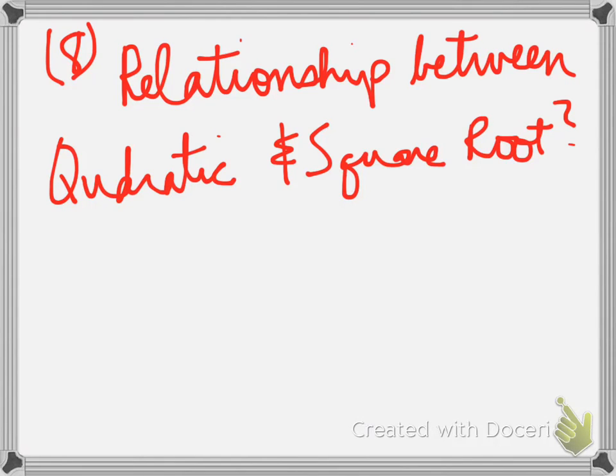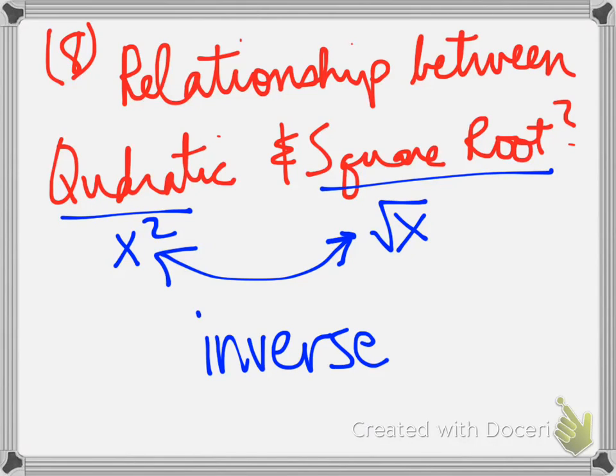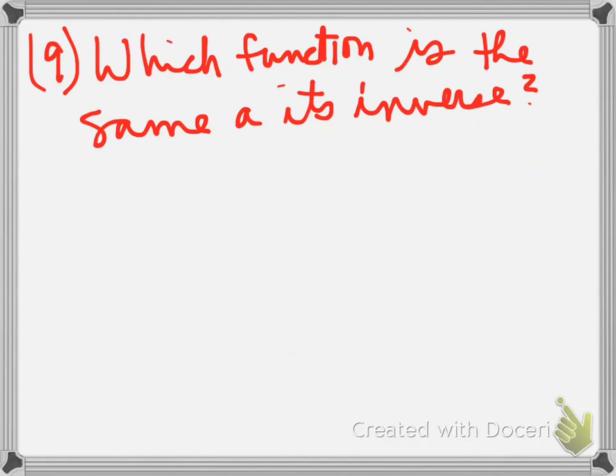All right, number 8. What's the relationship between a quadratic and a square root? Quadratics are x squared, and square roots are the square root of x, so when you put them together, the relationship is that they are inverses. They are inverse functions. Number 9, which function is the same as its inverse? The correct answer was b, and I'll show you why.